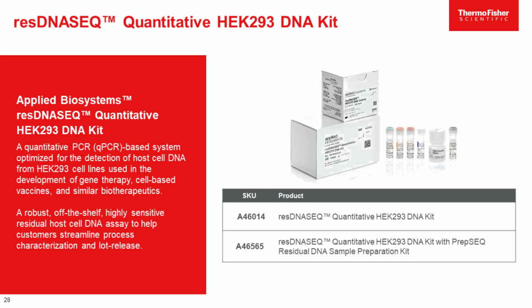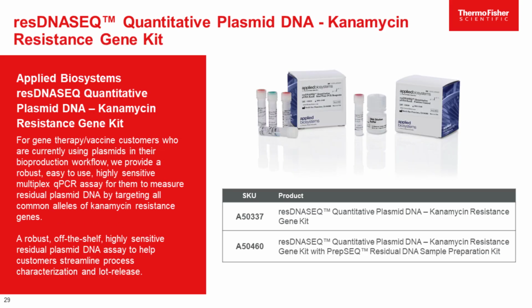Let's move on to our HEK293 assay. This kit amplifies a highly repetitive element in the HEK293 genome. It was launched in late 2020, and we have seen tremendous success in the gene therapy field, but also for vaccine and cancer drug manufacturing. The ResDNA-seq kanamycin resistance gene kit was launched in 2021 and has been implemented at a number of our gene therapy customers. Both these kits follow the same general workflow, which begins with a DNA extraction procedure using PrEP-seq, followed by a qPCR assay for quantitation of the target DNA fragments.